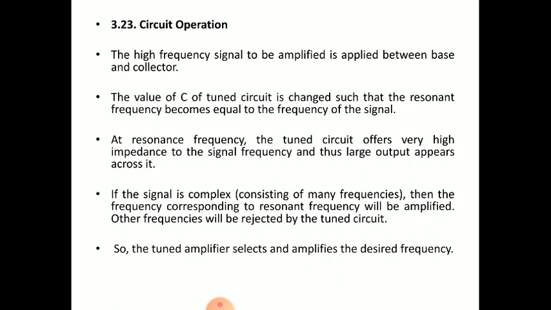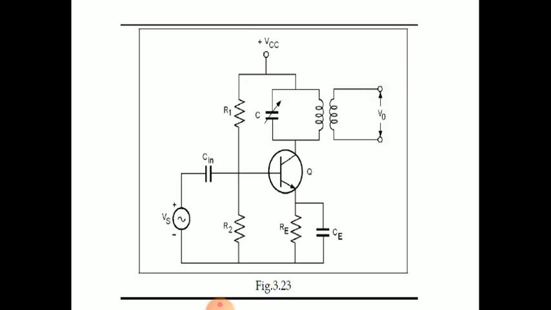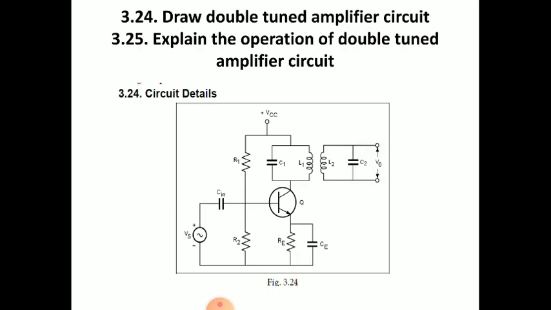If the signal is complex, this is the practical application, right? So the tuned amplifier selects and amplifies the desired frequency, both operations it will do. So this is inductive coupling of the same circuit. Now we have to go for the double tuned amplifier circuit.